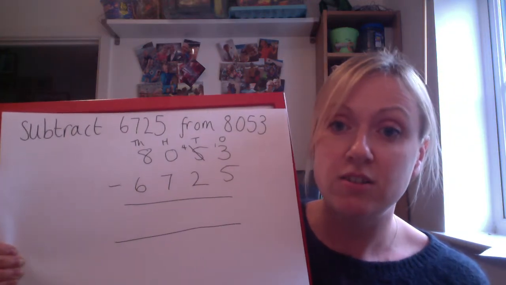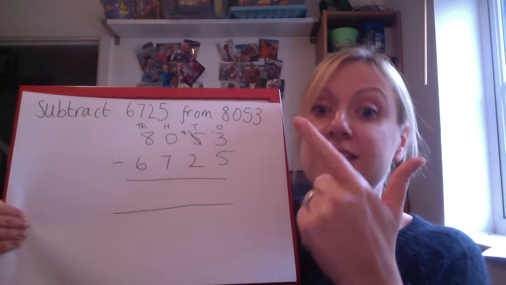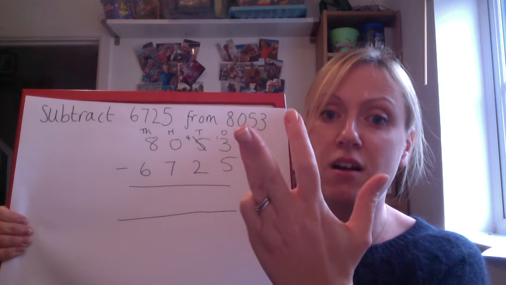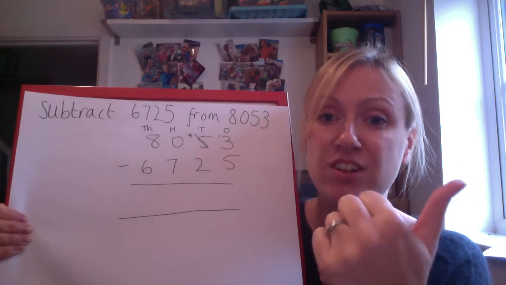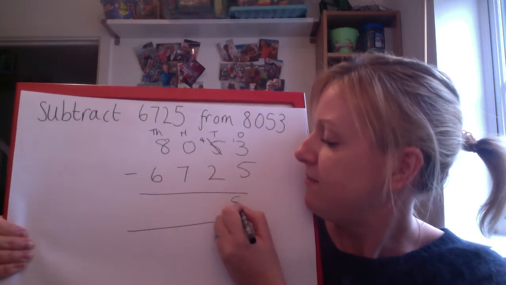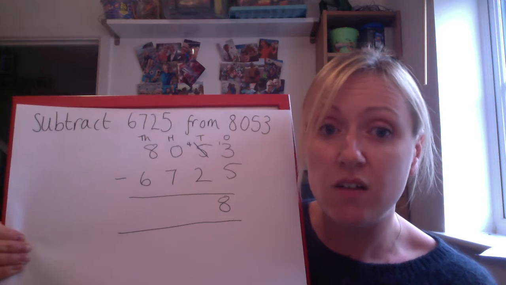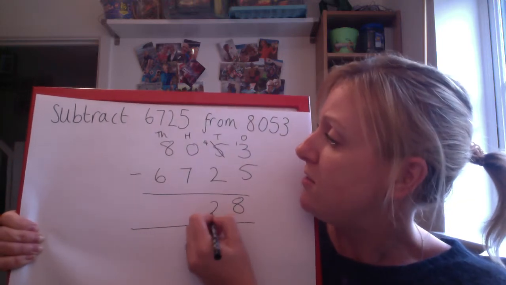So I'm going to hold my 5 in my head and count on: 5, 6, 7, 8, 9, 10, 11, 12, 13. That's 8. And pop that in. 4 take away 2 is kind of halving. 4 take away 2 is 2.